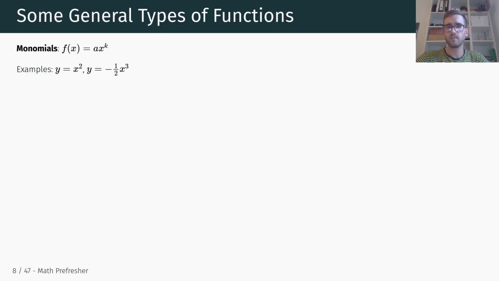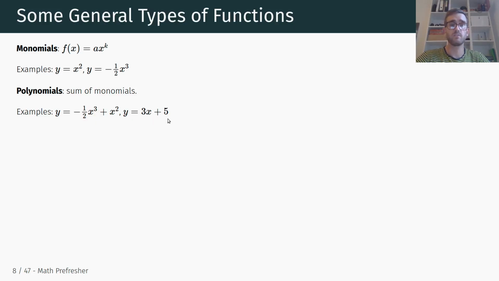So, polynomials are sums of monomials. For example, f of x is minus 1/2 x to the power of 3, right here, plus x squared, or 3x plus 5. So 3x plus 5 is also considered a polynomial, because you could think of the 5 as 5x to the power of 0. So essentially it contains still two monomials, okay?